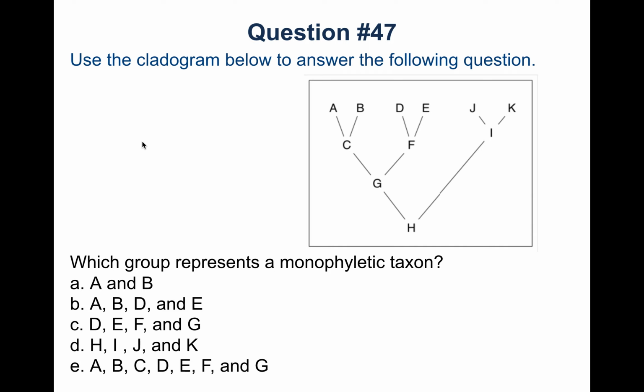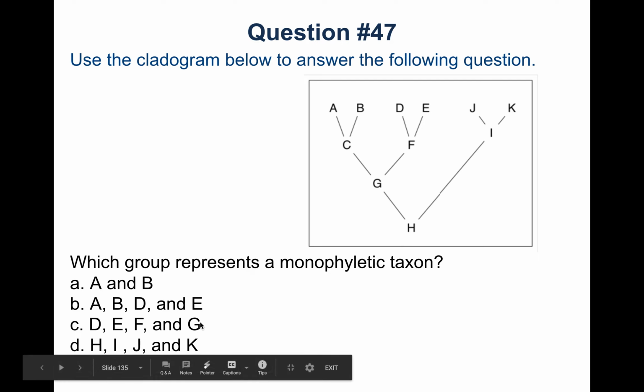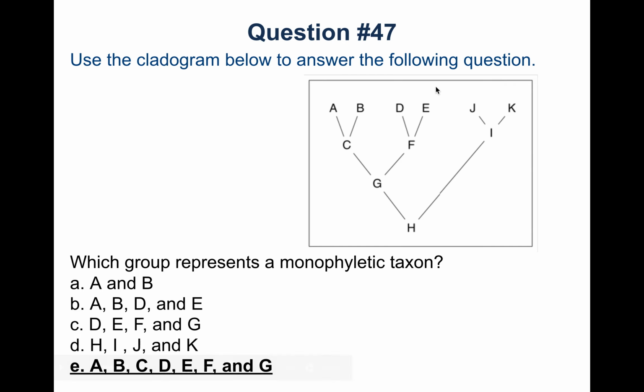Question 47, use the cladogram below to answer the following question. Here's the cladogram we are talking about. Which group represents the monophyletic taxon? That is going to be A, B, C, D, E, F, G, this group right here.